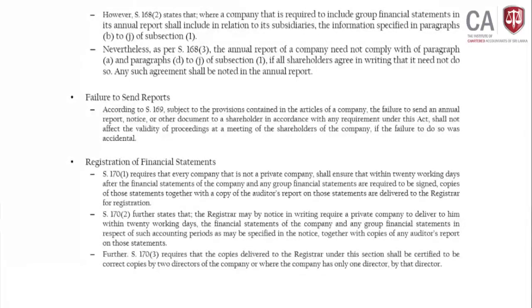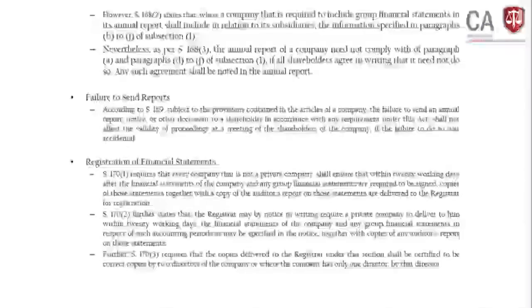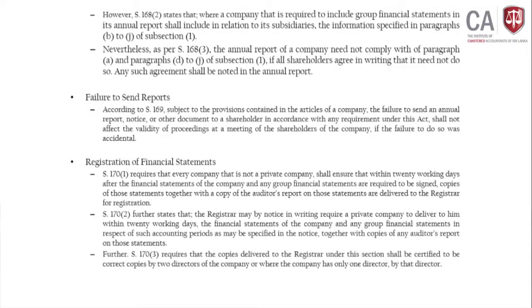Now what will happen if the annual reports, together with the audited reports and so forth, are not sent? Failure to send reports. What will happen? According to section 169, subject to the provisions contained in the articles of a company, the failure to send an annual report, notice of an AGM or other document to a shareholder necessary to the AGM in accordance with any requirement under this Act shall not affect the validity of proceedings at a meeting of the shareholders of the company if the failure to do so was accidental.